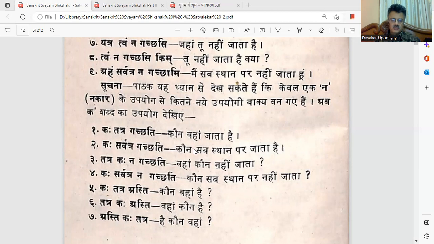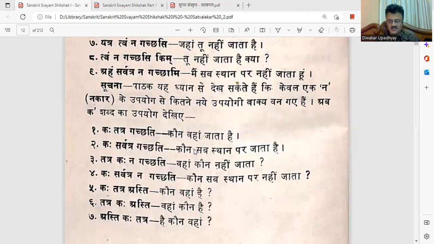Now let's use kah. Na for negation, kah for question. Kah tatra gacchati, who goes there? Kah, who? Kah tatra gacchati, who goes there? You can again say tatra kah gacchati. You can also say gacchati tatra kah. You can also say gacchati kah tatra.